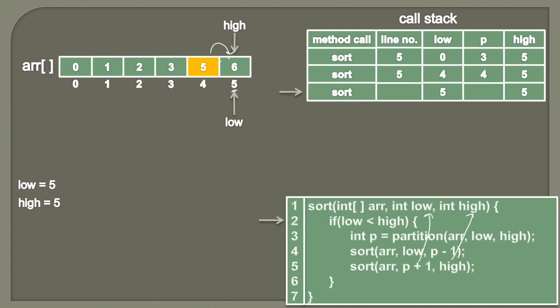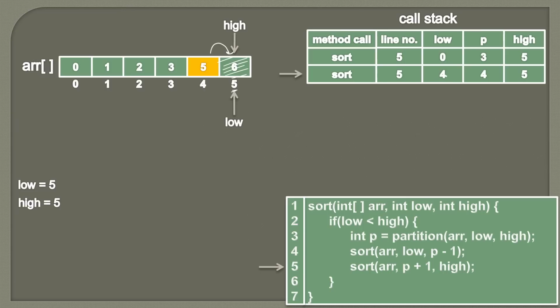So here we can't divide this 6 further down. It means we have reached our base case. Low is actually equal to high. So this if block will not be executed. So the condition in if block comes out to be false, and we simply leave this method. So this method will be removed from the call stack, and the execution point will reach here. We had left this sort method at line number 5. So we start from line number 5.